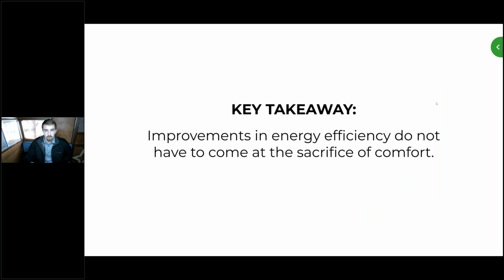So the key takeaway from this case study is improvements in energy efficiency do not have to come at the sacrifice of comfort. Even though we're installing a really energy efficient system, it doesn't mean that the occupants need to change their habits or even notice that the hot water supply is any different at all. So it's totally no different to the residents, but we're saving a lot of energy by installing this different equipment.